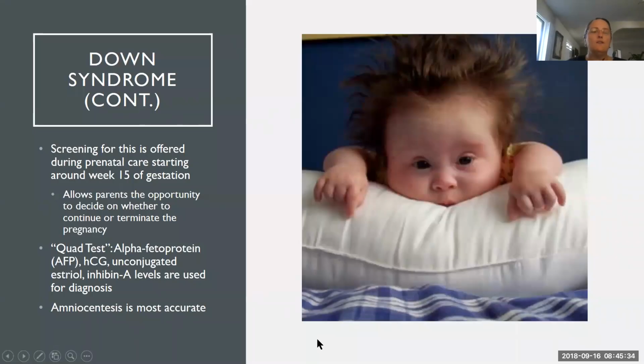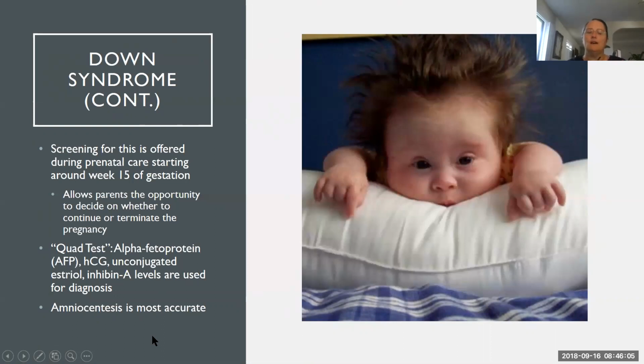So screening is offered around the 15th week of pregnancy. They call it a quad test. That's the alpha fetoprotein, HCG, unconjugated estriol, and inhibin A levels. Amniocentesis is the most accurate because they're actually pulling cells out. And parents can make the decision at that point, if they get a positive screening, to move on to amniocentesis, which has its own risk factors.